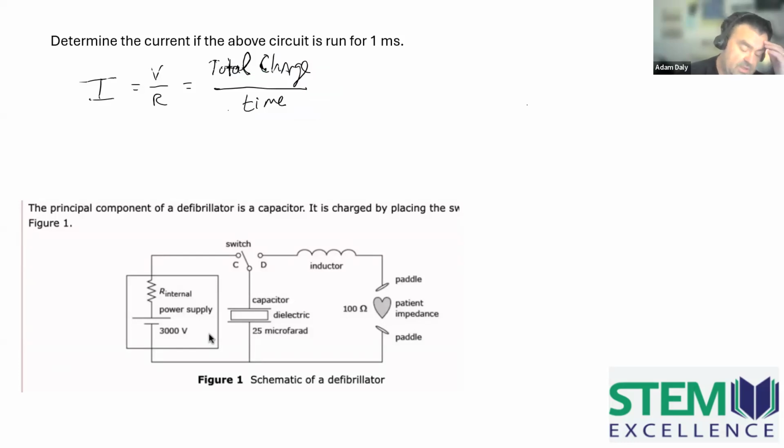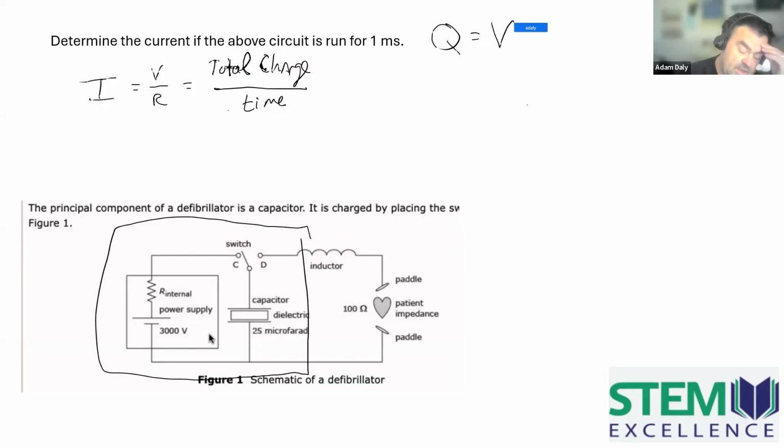Well, we need charge, and what we see in this problem is we have a capacitor. The relationship we have for the charge of a capacitor is Q = VC. So charge equals voltage times the capacitance. If we want to calculate the current, then we're just going to divide this by time and we get current. So that's the equation. I've worked with lots of students on problems like this, and you have the right equation.